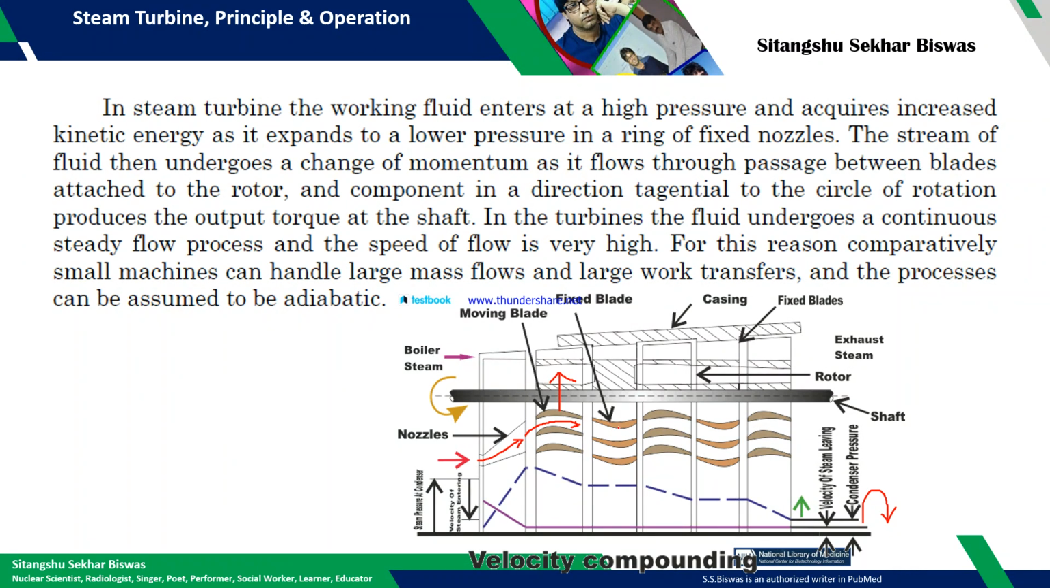And then there will again be fixed blades, which are also called a nozzle, and it goes on like that. So one moving blade, one fixed blade: this one set is called one stage, then another stage like that. Based upon the power, the number of stages will be decided.